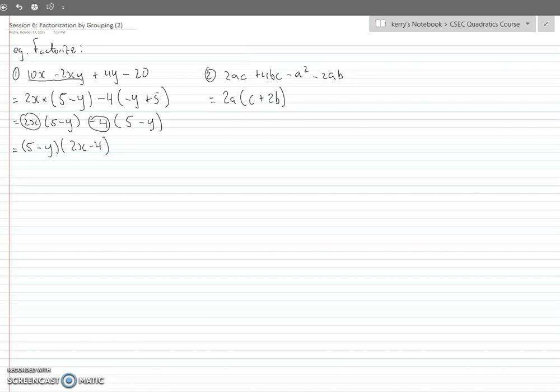Sorry, it's 2c we're supposed to take out. My bad. So 2ac divided by 2c is a. 4bc divided by 2c is 2b.